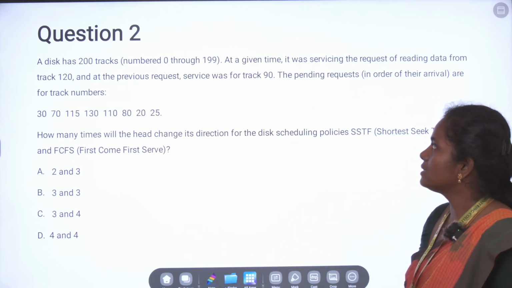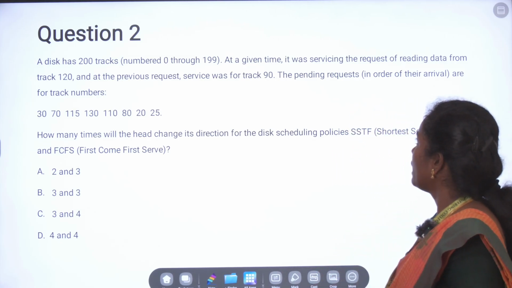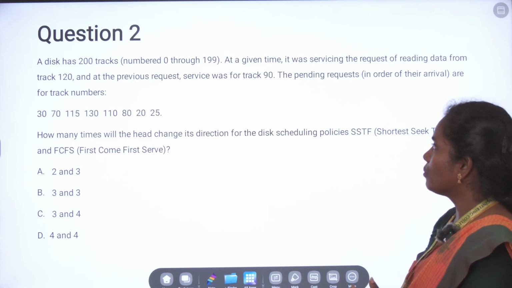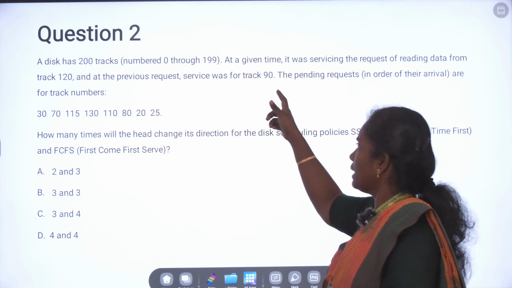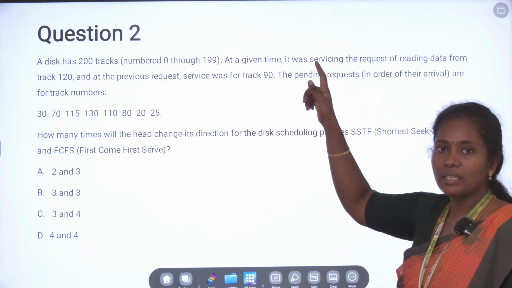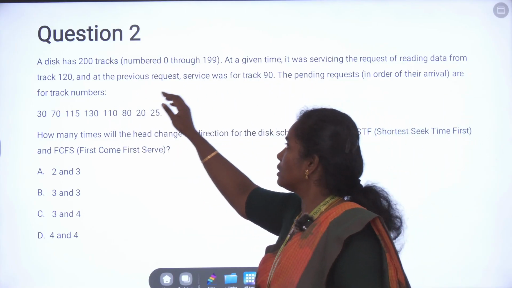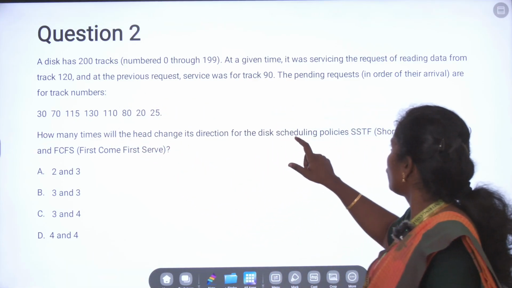Next question: a disk has 200 tracks, numbered 0 through 199. At a given time, it was servicing the request of reading data from track 120. At the previous request, it serviced track 90. Initially the head was at 90 and then it moved to 120. We have to remember that.